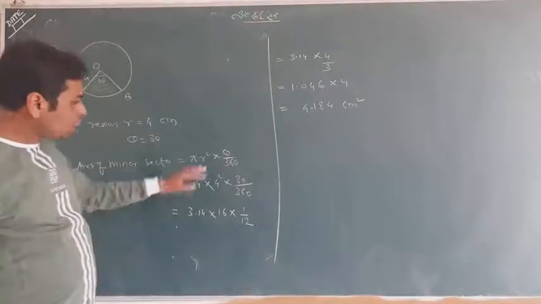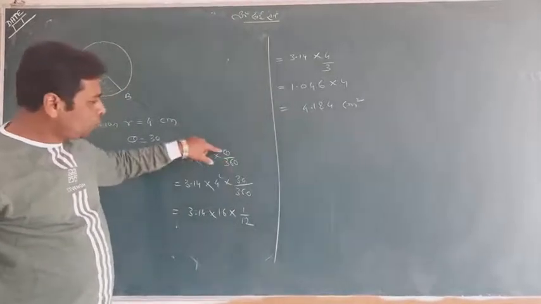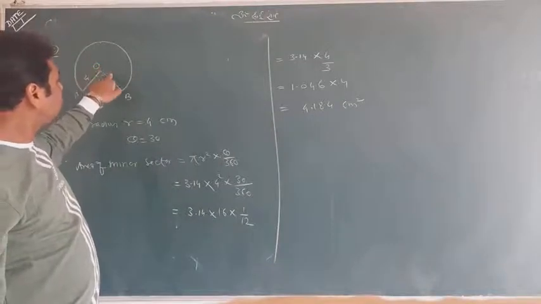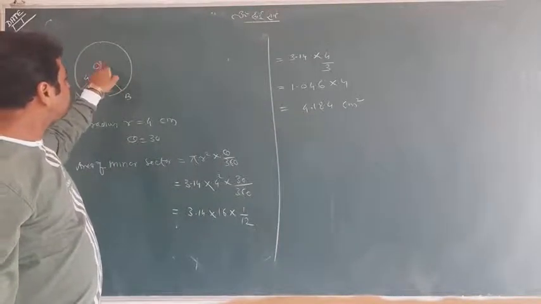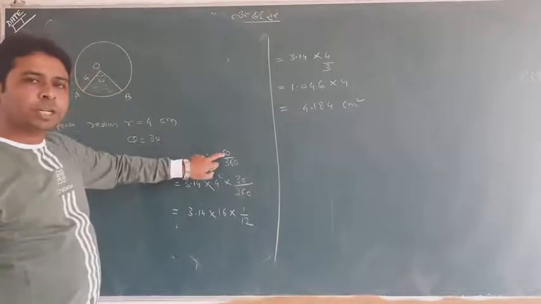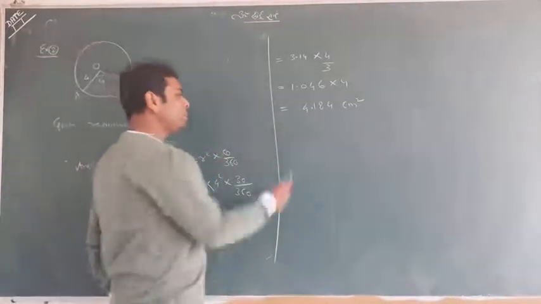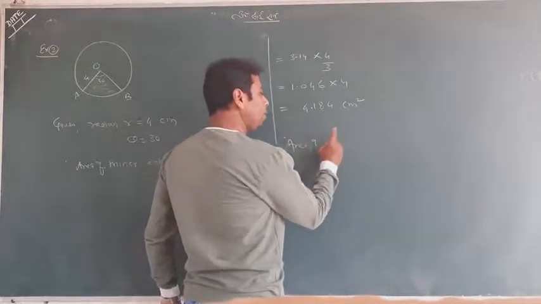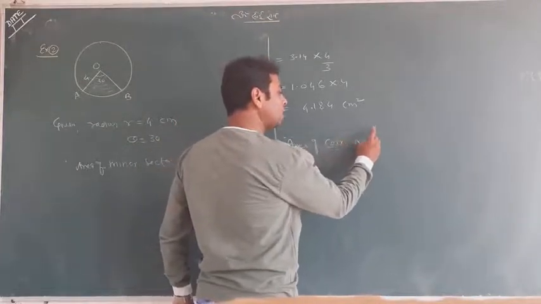One can use the same formula. Just put theta equal to, at that time, what is this angle? This will be 330. So you can put here 330 and get the answer, the area of the corresponding major sector.